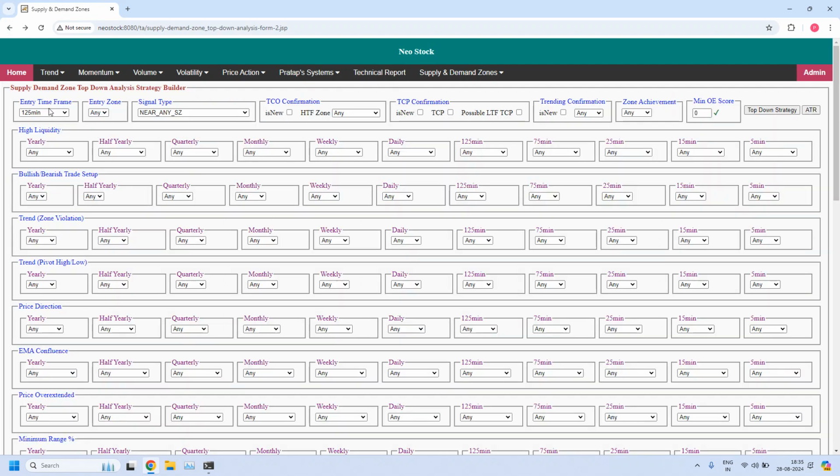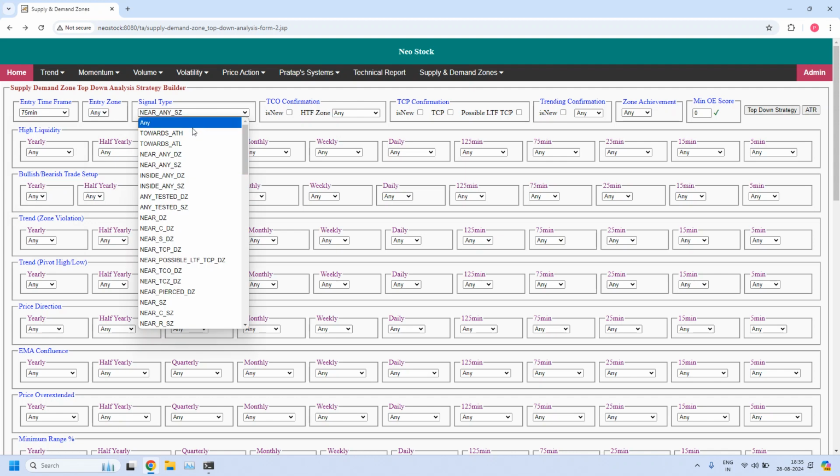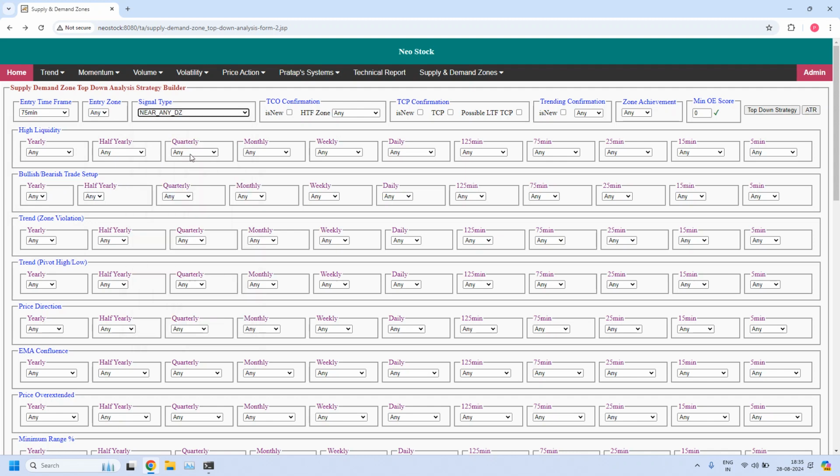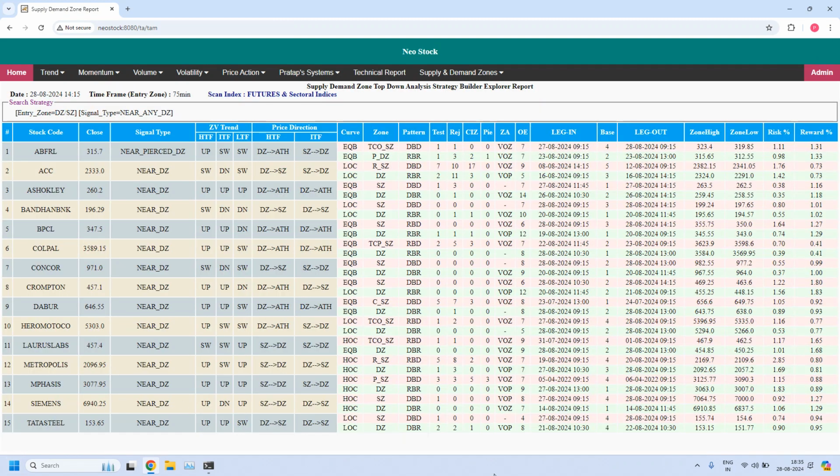The next time frame is 75 minutes. Let us find the stocks near 75 minutes demand zone. 15 stocks are filtered. Let us identify high liquidity 75 minutes demand zone. So we don't have any high liquidity 75 minutes demand zones from this list.